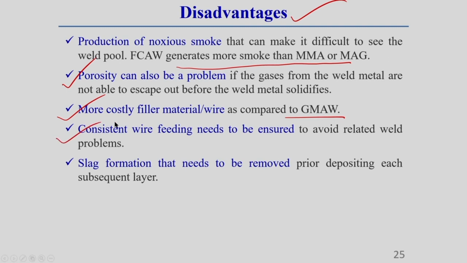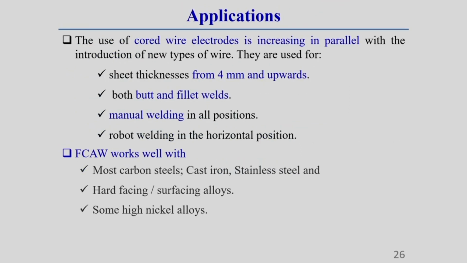Consistent wire feeding needs to be ensured, otherwise there is a chance of weld defects. So to avoid related weld problems, consistent wire feeding needs to be ensured, and as slag formation takes place here, it needs to be removed prior to depositing any subsequent layer. This is generally used over 4 millimeter thick plate. It can be used for butt and fillet welds, as a manual welding process, and also in all positions.